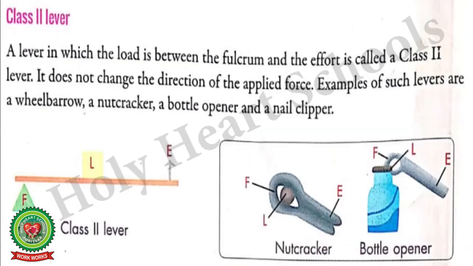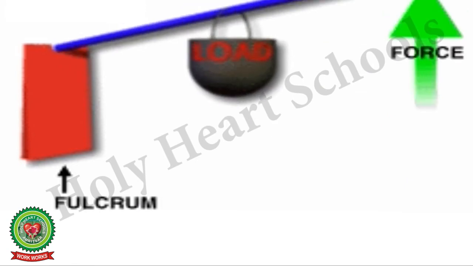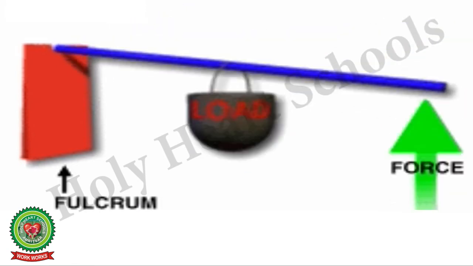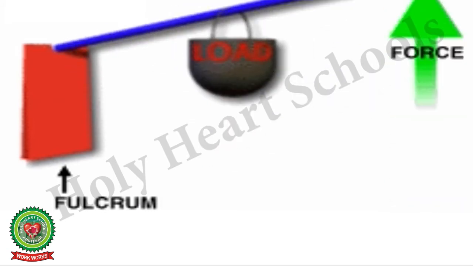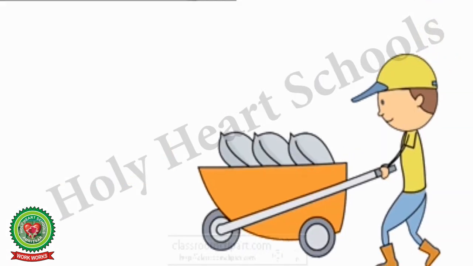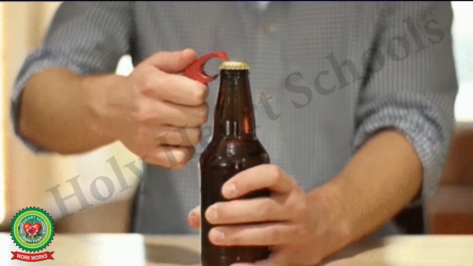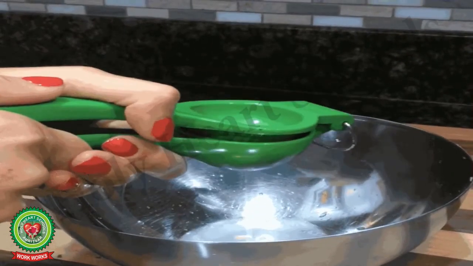Now, next is class 2 lever. A lever in which the load is between the fulcrum and the effort is called a class 2 lever. It does not change the direction of the applied force, that is, the movement of the load is in the same direction as that of the effort. Examples of class 2 lever are wheelbarrow, nutcracker, bottle opener, nail cutter, lemon squeezer, etc.